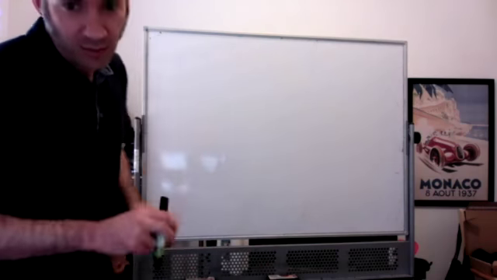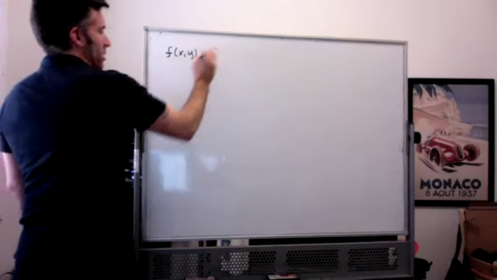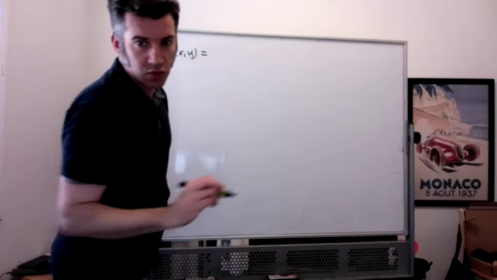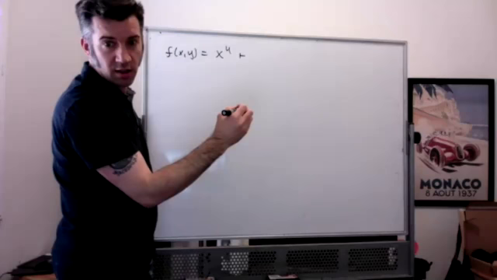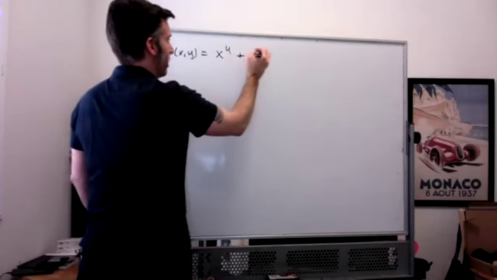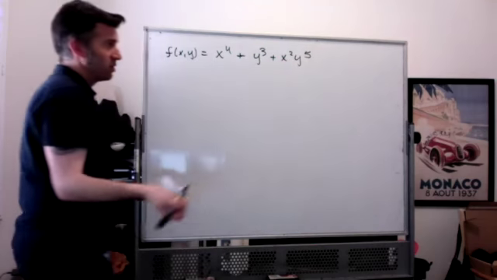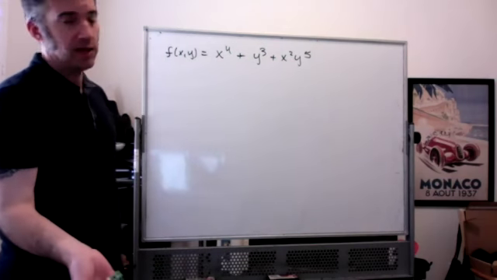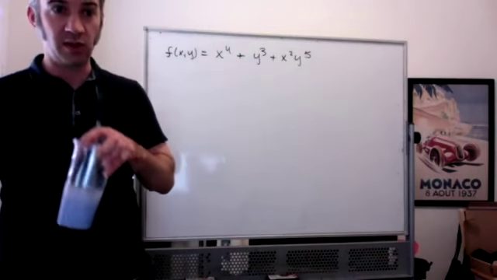So if my function, for example, is x to the fourth plus y cubed plus x squared y to the fifth, we can do all the partials. And so oftentimes when they ask you a question, they'll be like, find all the first and second partials, including the mixed partial.